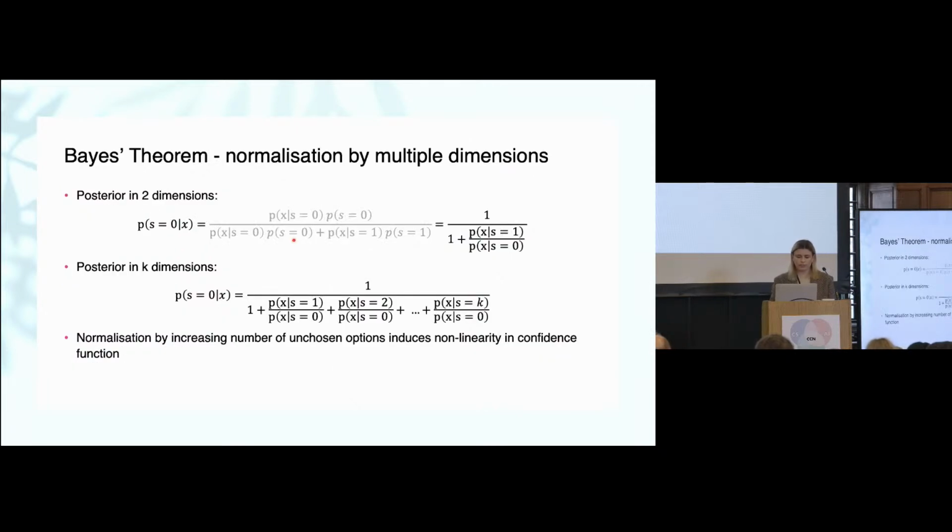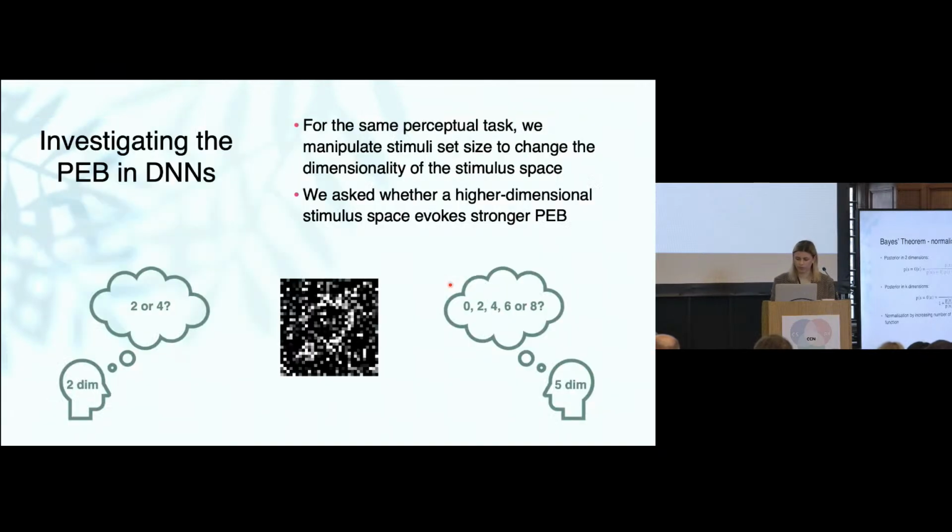We basically derived this from Bayes' theorem. We assume a Gaussian likelihood and a flat prior for all the digits, and then for two-dimensional discrimination, we end up with a function that is linear and depends on the ratio of likelihoods for the two pieces of evidence that we're considering. But as we add more stimuli and increase dimensionality, we have to normalize by the higher number of components, and this is what induces the nonlinearity in the function.